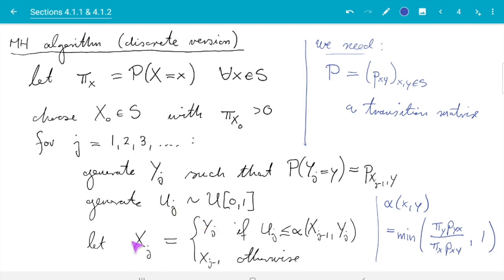This choice here means accept with probability alpha, reject otherwise. And here, different from rejection sampling, if we reject, we do not start over, but instead we just stay with the old value. And the probability we will need to actually perform that algorithm is called alpha. The probability of accepting a step from x to y is the minimum of pi of y p(y,x) over pi of x p(x,y), with 1. Good. So these are the steps of the discrete version of the algorithm.